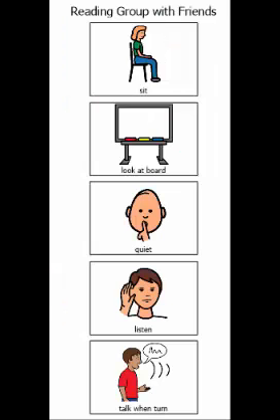And one more option that we're going to go through on how to create today is more of a social story type book. So here's a routine that I've created for a couple students. Reading group with friends. We sit, we look at the board, we're quiet, we learn, and we talk when it's our turn. Those are some of the things that we were working on in group. And then you can see that we actually created a social story with their pictures in it.